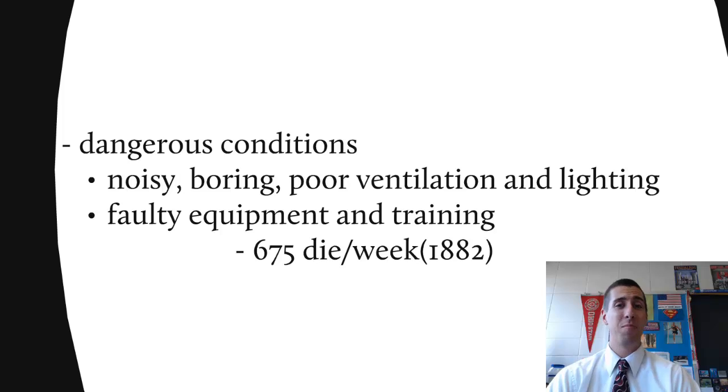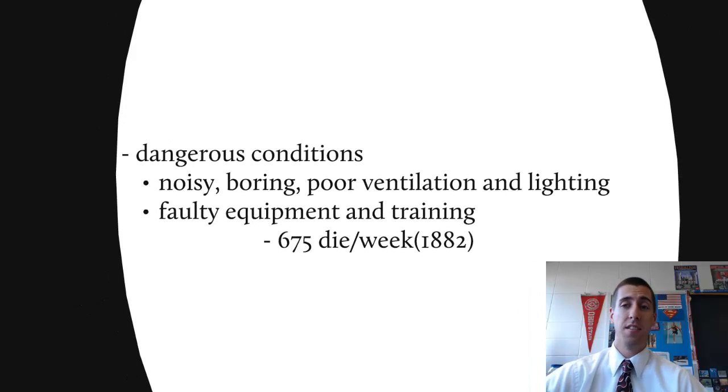And you're not going to get too much training. And you're not going to have the best equipment. Obviously, it's early in the Industrial Revolution, so equipment is still kind of coming into its own. There's a lot of stuff that's breaking. There's a lot of dangerous conditions. There's no regulations for safety manufacturing of things. So a lot of equipment breaks, and a lot of it happens when people are close by and they get injured or killed. You can see the statistic on your screen. 675 people die a week in 1882. That is absolutely insane.